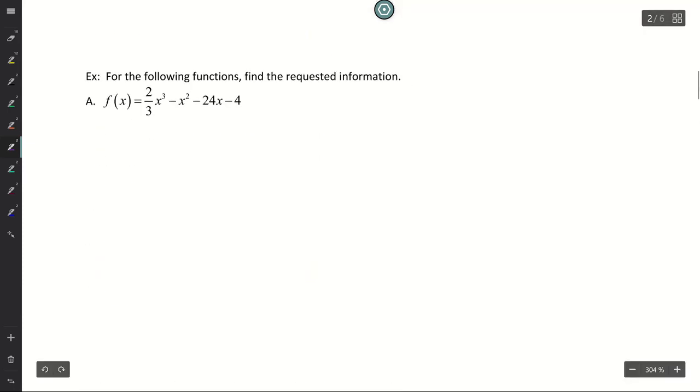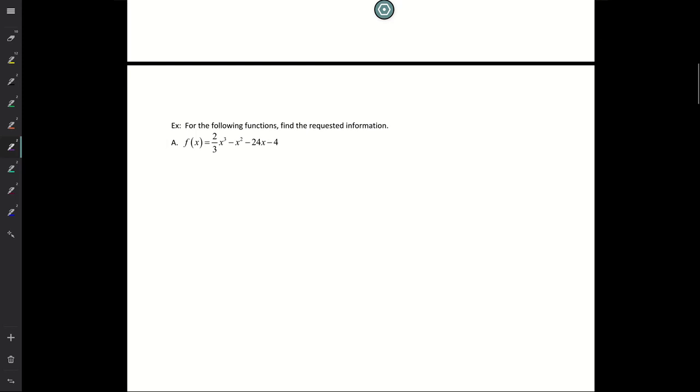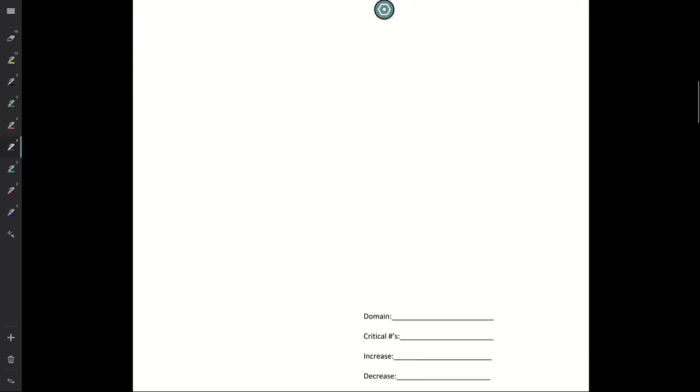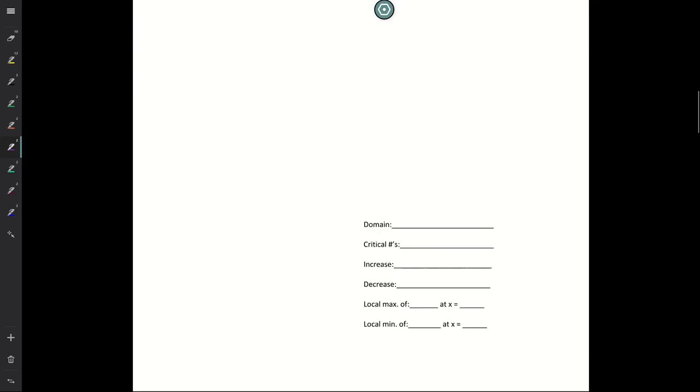All right, so on here, what we're going to do is just look at some examples. For this particular function, they want us to find the requested information. And on here, I'm going to zoom out a little bit so that we can see our notes. Down on the bottom here, it's asking for domain, critical numbers, where it increases, decreases, and then any kind of local max or min. And local max and mins are the same thing as relative extrema.